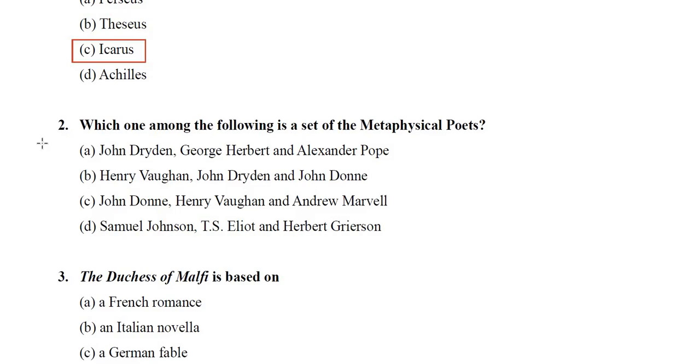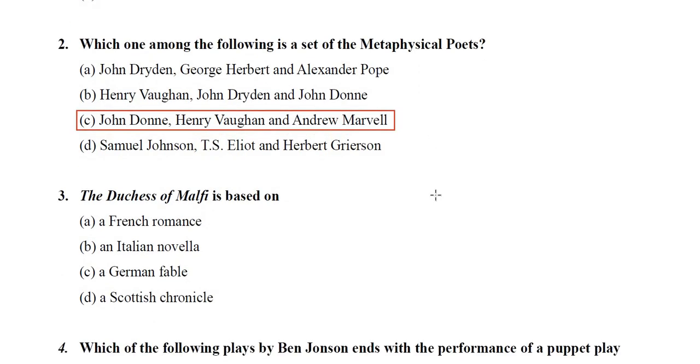the metaphysical poets in minute detail: who coined the term metaphysical, why they are called metaphysical poets, what are the famous metaphysical poems that we need to refer to, and what other critics have said of the metaphysical poets. So see option D, Samuel Johnson, T.S. Eliot, and Herbert Grierson, they have commented on metaphysical poets. And the answer to this question will be option C, John Donne, Henry Vaughan, and Andrew Marvell. They were metaphysical poets.